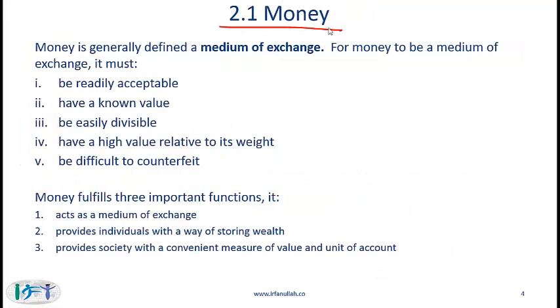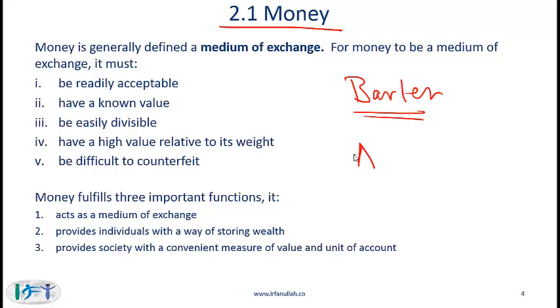Section 2.1 deals with money. In order to understand the importance of money, let's think about a world without money. Such a world would have to rely on barter trade. And for barter trade to work, there would have to be a double coincidence of wants.